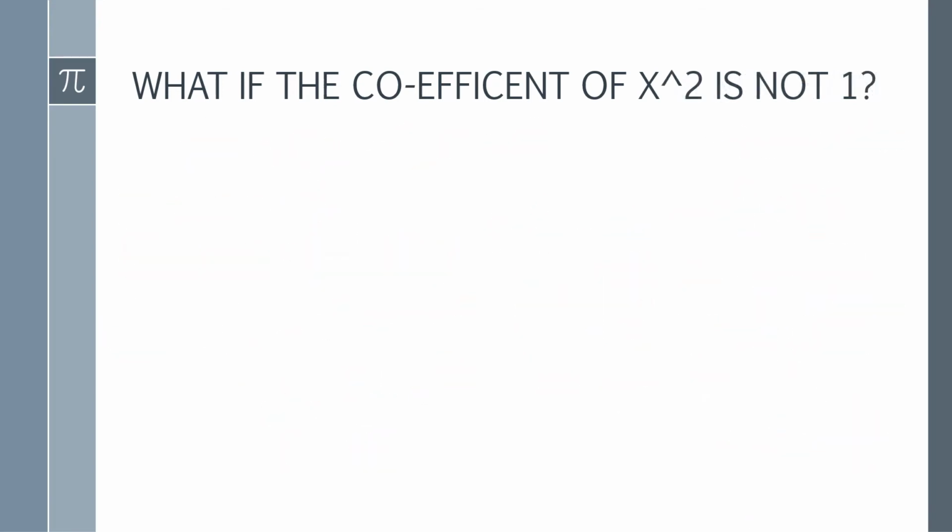So what if the coefficient of x squared is not 1? So let's say you have 13x squared plus 12x minus 13.